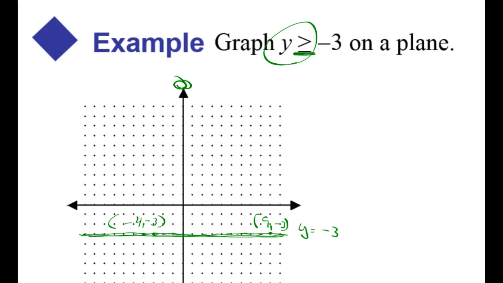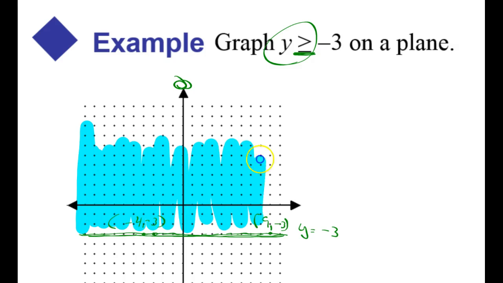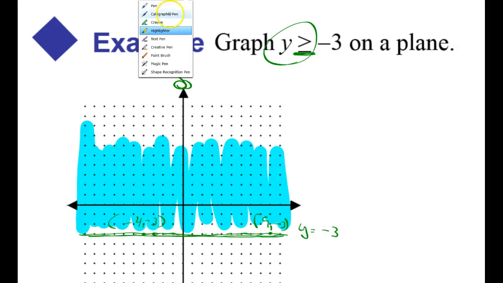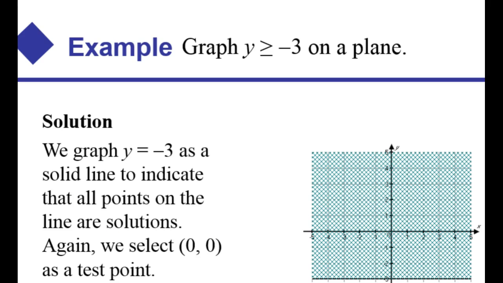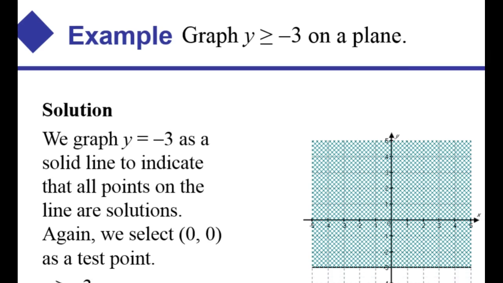And in doing so, I will shade 0, 0. So checking 0, 0, I want to make sure that it works. And it does, because 0 is greater than or equal to negative 3. That's a true statement. And again, here's the author's solution.